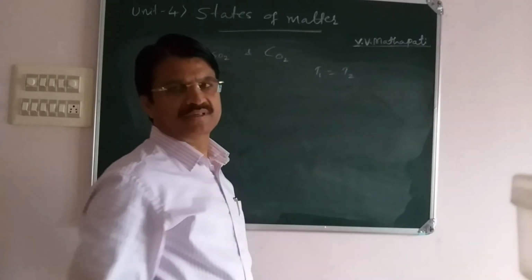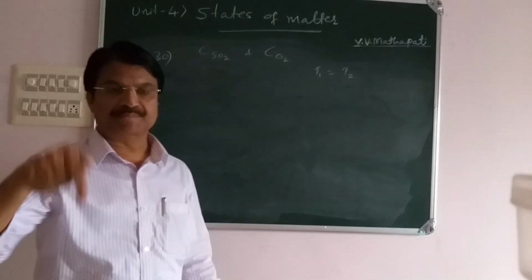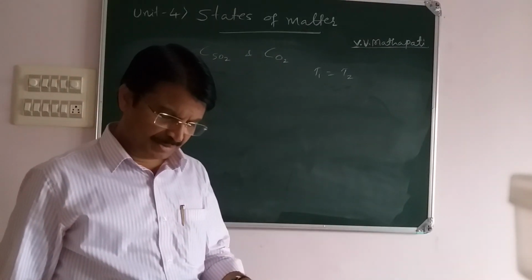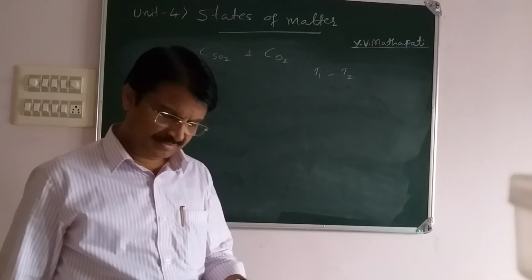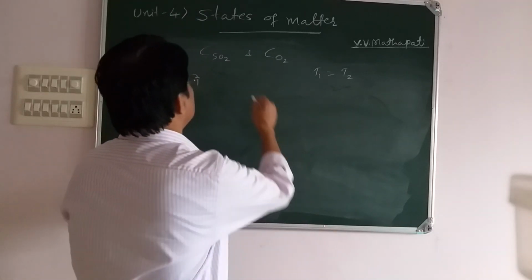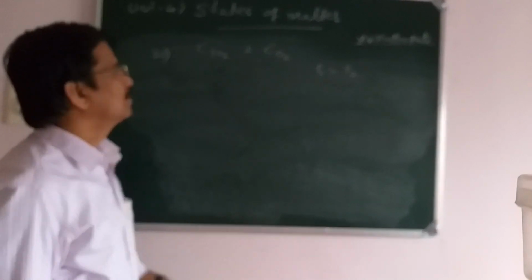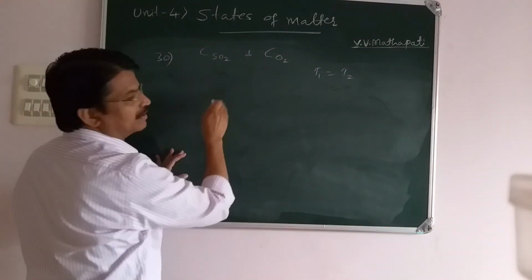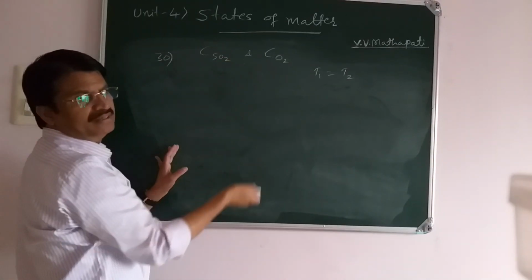This is important. T1, T2 same. At the same temperature, they are in the ratio. They are asking the ratio of these two. To find the ratio, you write C of SO2 by C of O2.